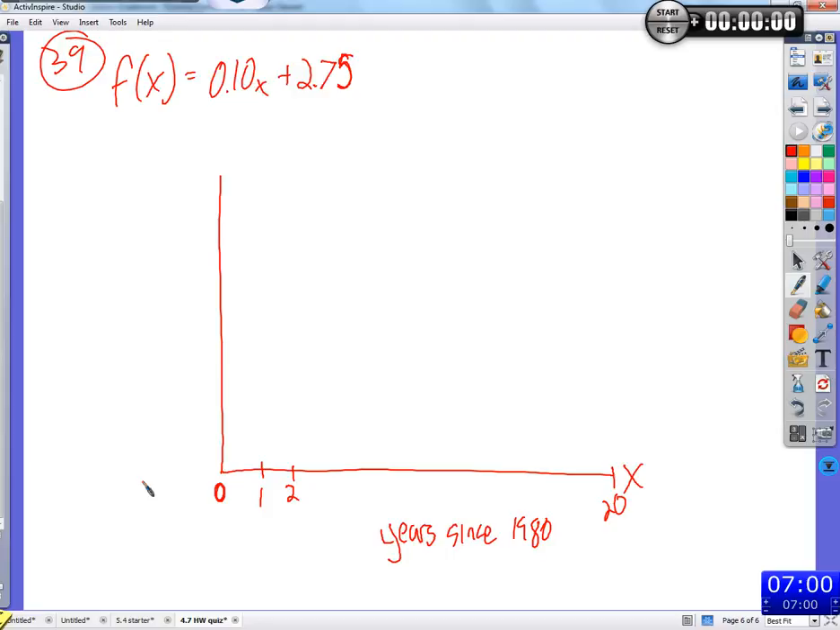Because for part A, we have to keep in mind what part A says. This is graph a function and identify its domain and range. We're supposed to do those three things: graph it, find the domain, find the range. Which one of those things have we done?